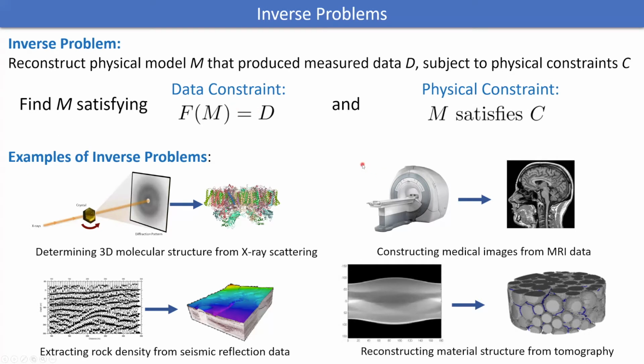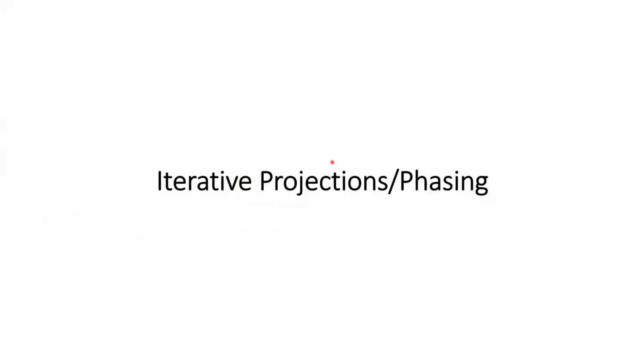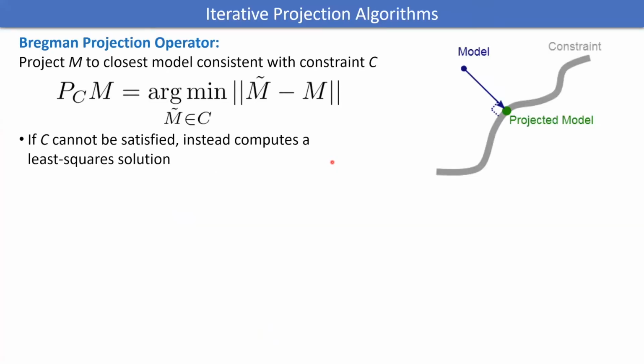And so there's lots of different examples of inverse problems. I guess the main one we're focused on today is determining structure from X-ray scattering, but this could also include things like constructing medical images from MRI data, inverting seismic reflection data, or tomographic reconstruction as well. And so I want to give a quick recap of the basic iterative projection phasing methods, because this is the framework that I'm going to base everything on today.